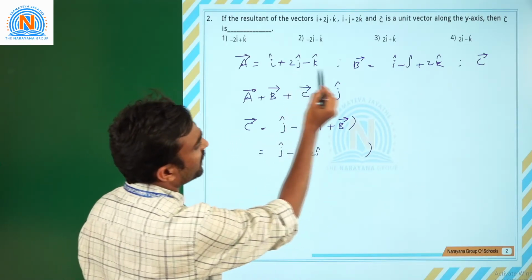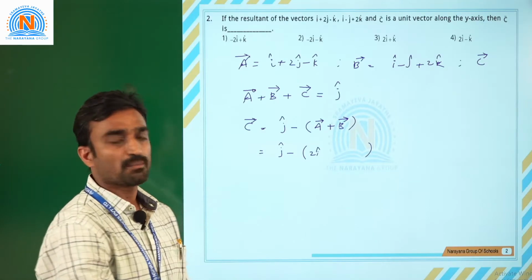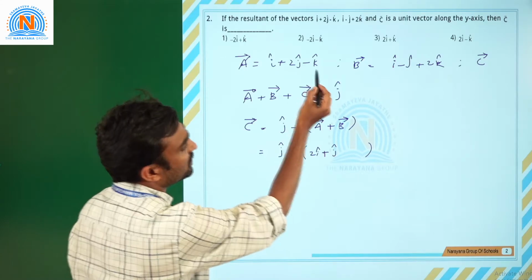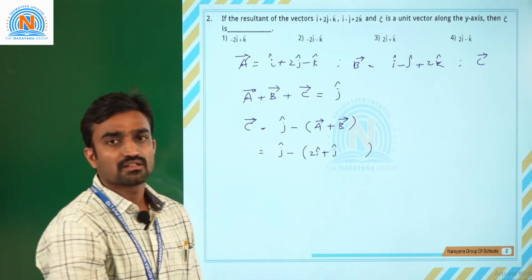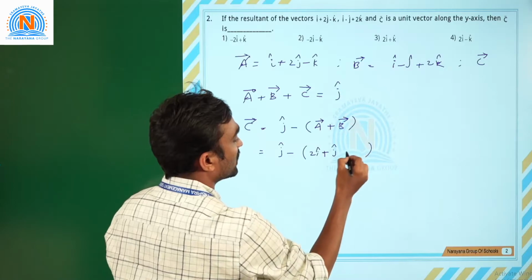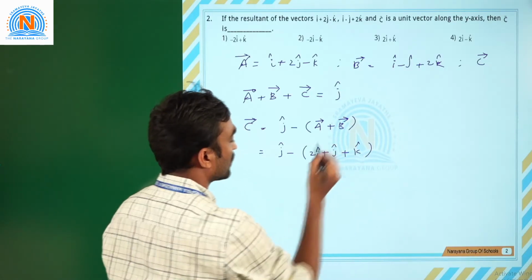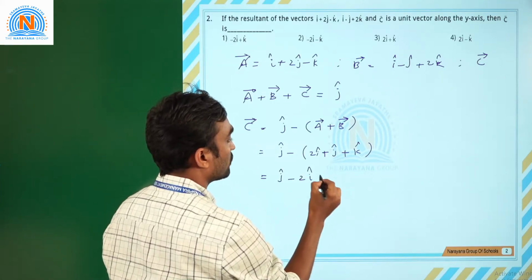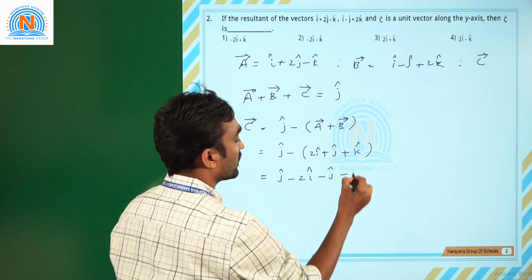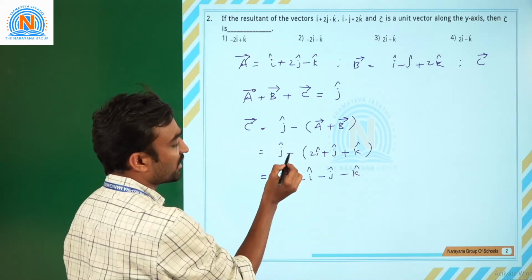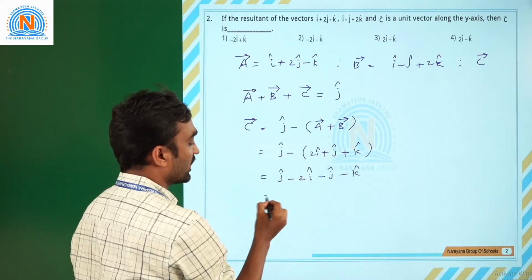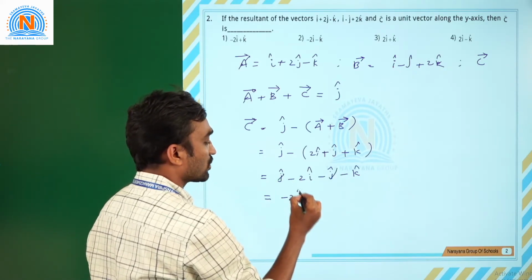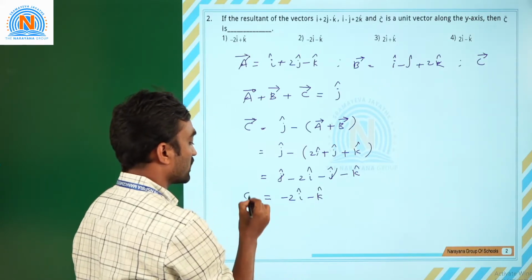Now 2j cap minus j cap will give you j cap. Now minus k cap plus 2k cap will give you plus k cap. So upon simplifying this, we will get j cap minus the bracket 2i cap plus j cap plus k cap. Just multiply the negative sign into the bracket. So you will get minus j cap, these will cancel each other. Therefore, minus 2i cap minus k cap. This is the vector c bar.